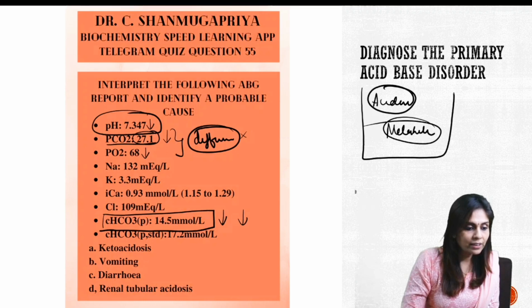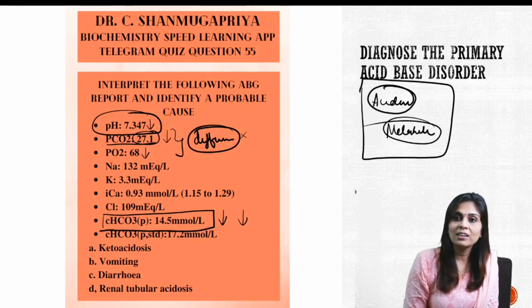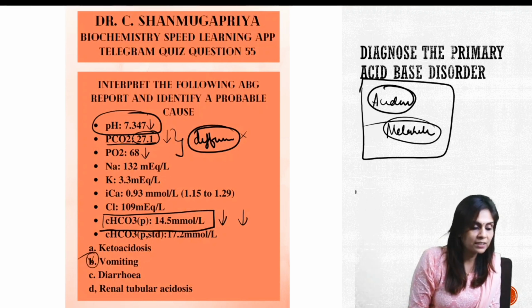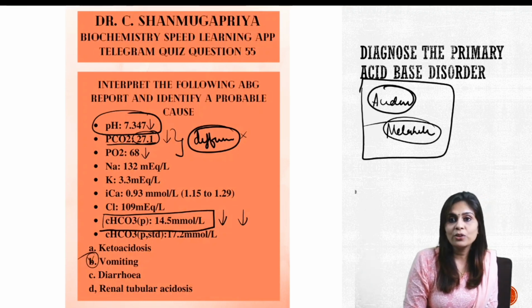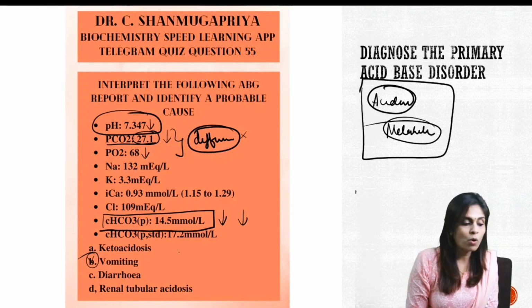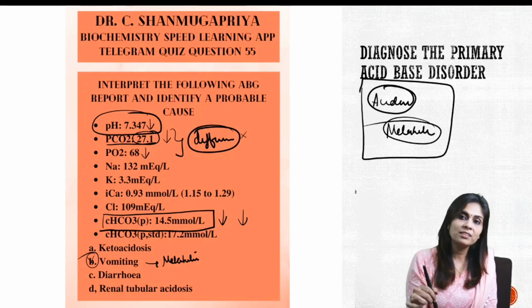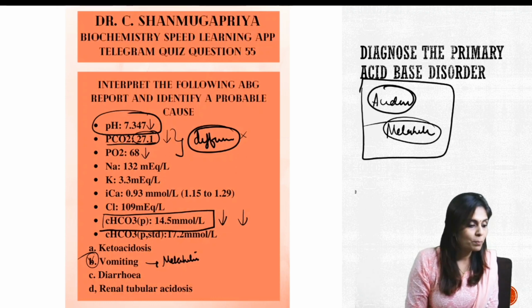And after identifying the primary acid-base disorder, can we try to exclude one of these 4 choices? Yes, we can exclude vomiting. Because in the first video of the series, I told you that vomiting causes metabolic alkalosis. And if you have not watched my first video, I'll attach the link to video number 1 in the description box below. So check that video to understand why vomiting causes metabolic alkalosis. So based on that, we have excluded choice B.